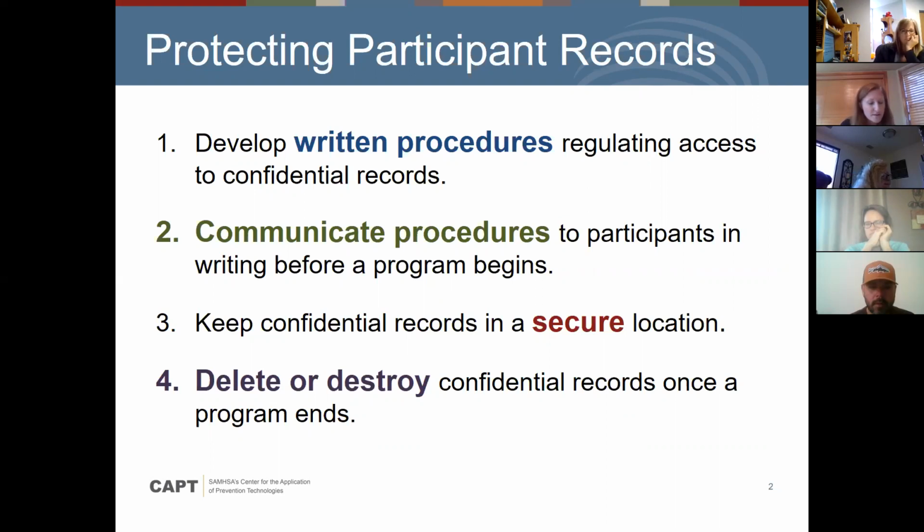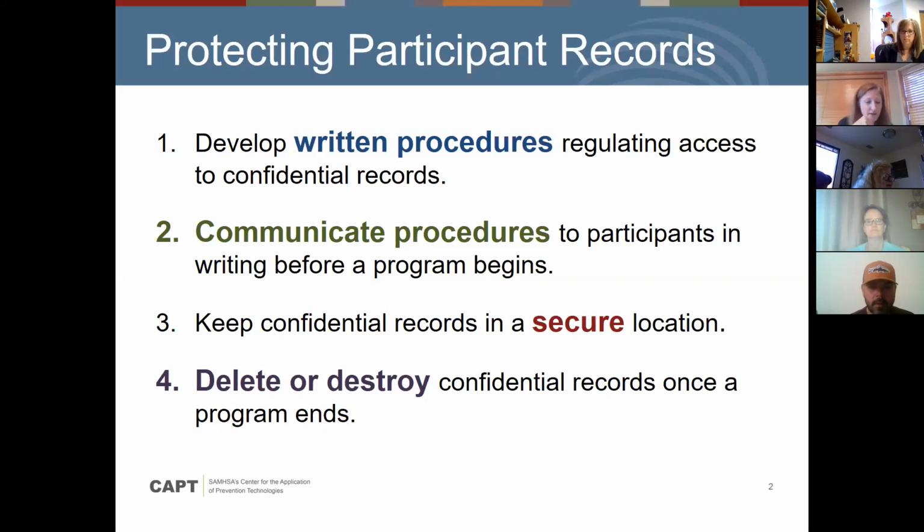Communicate procedures to participants in writing before a program begins. So the procedures regarding confidentiality of records must be communicated to participants in writing before a program begins. This has made my life a lot easier now that we've gone to a lot of virtual. Now when people come in to do their assessment, they fill it all out online, so they've already read through these and agreed to all of this before I even start the diversion class, and it's all saved online. So I'm loving that procedure.